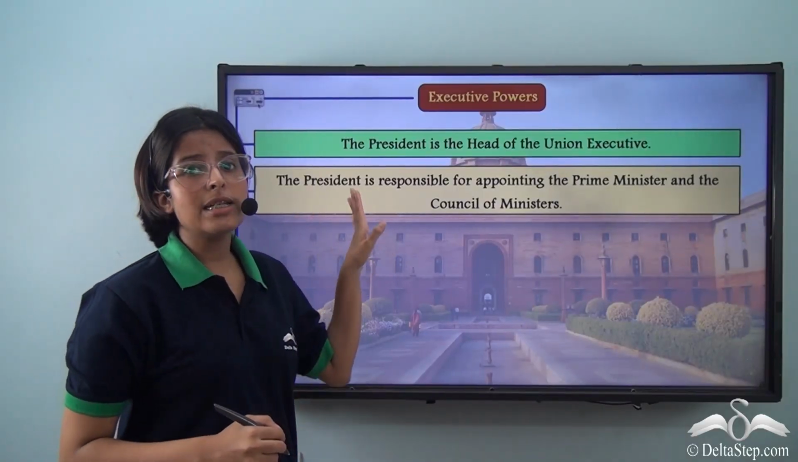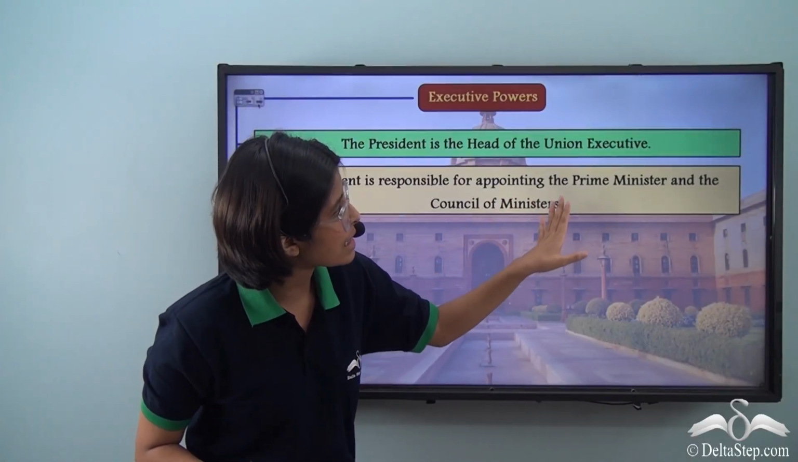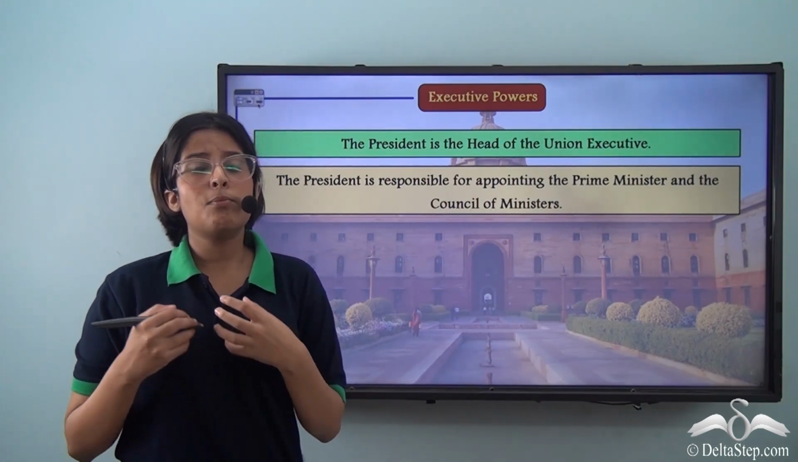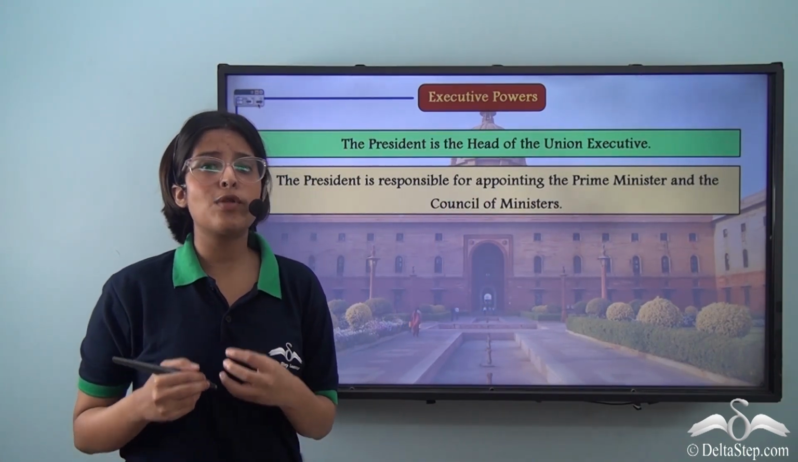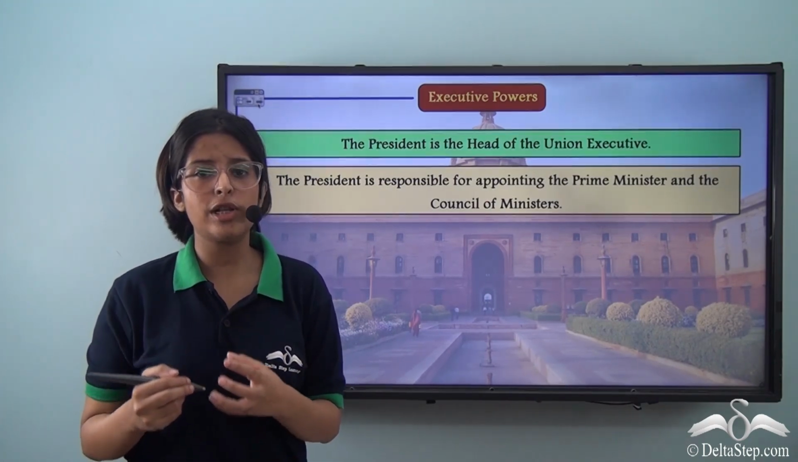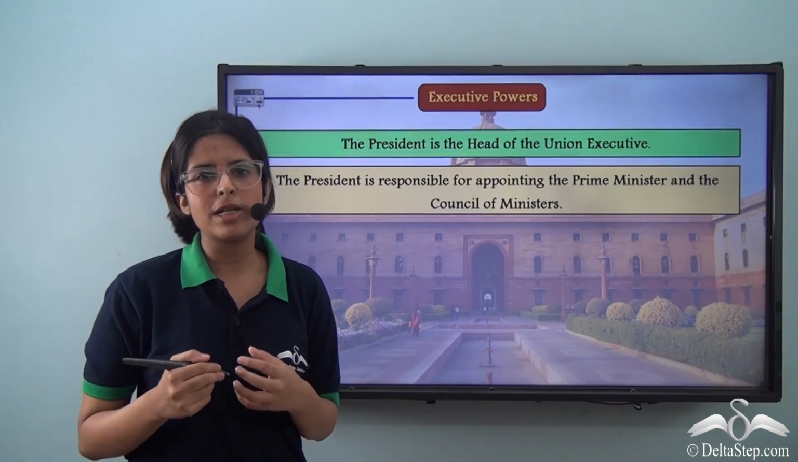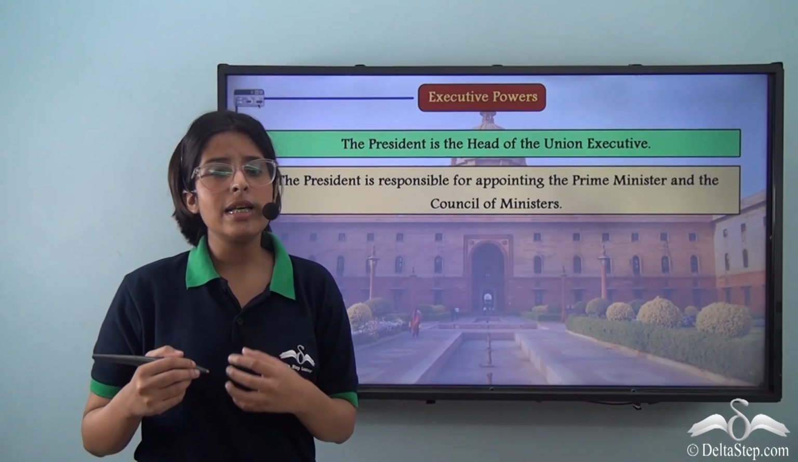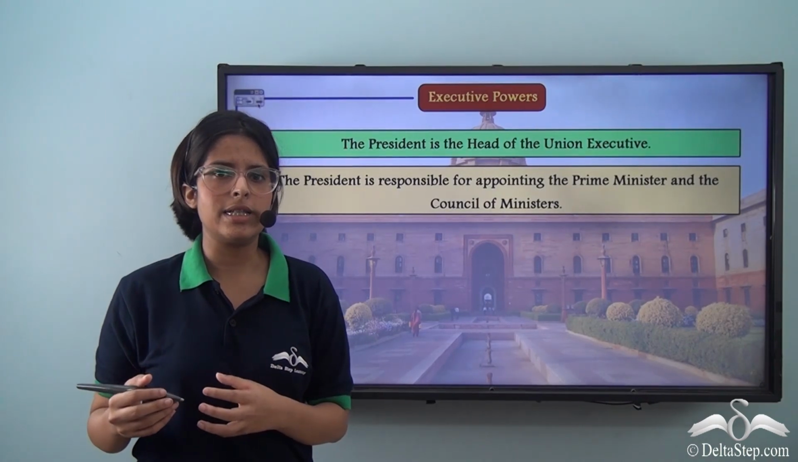Secondly, the president is responsible for appointing the prime minister and the council of ministers. The president appoints the leader of the party or coalition that gets the majority support in the general elections as the prime minister of the country. And with the advice of the prime minister, he appoints the other ministers.